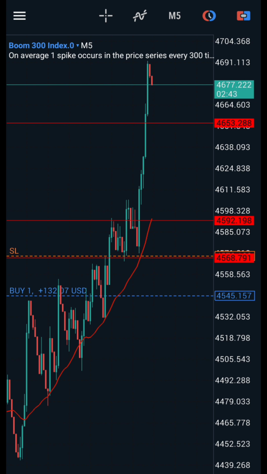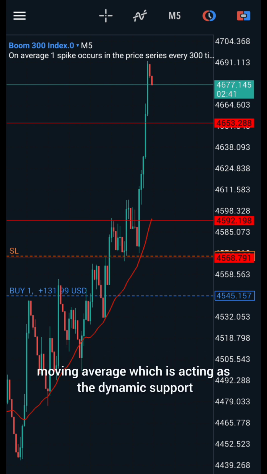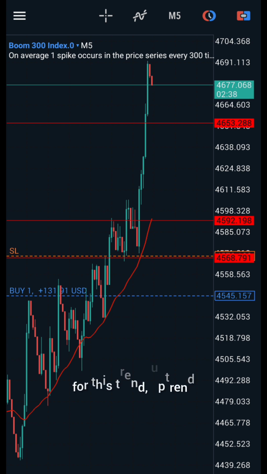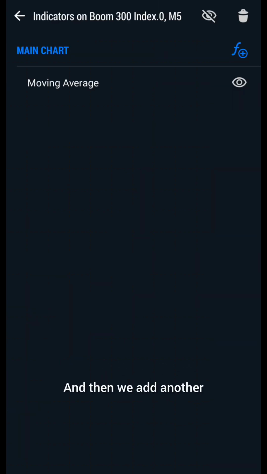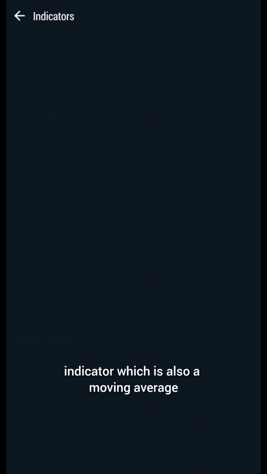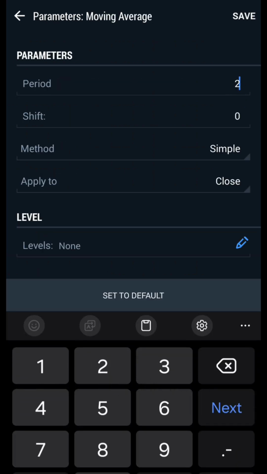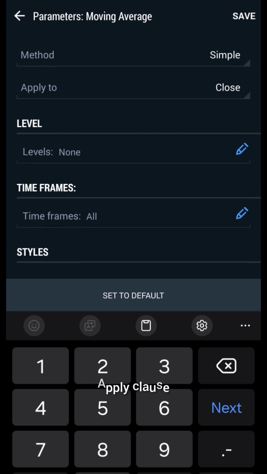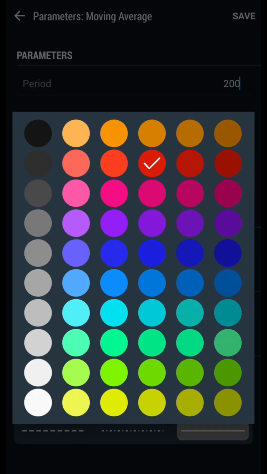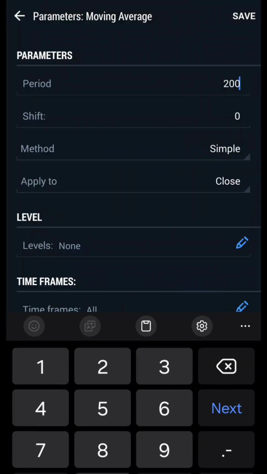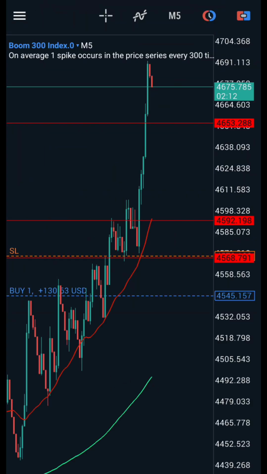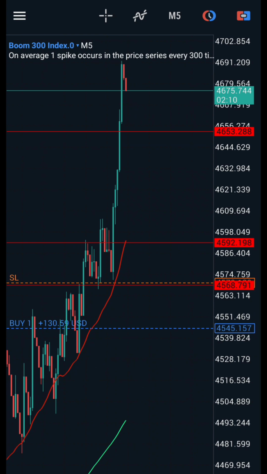Then we have this moving average, which is acting as the dynamic support for this uptrend. And then we add another indicator, which is also a moving average. Period set to 200, shift 0, method simple, apply to close, color we choose green, we save, and we have got this.